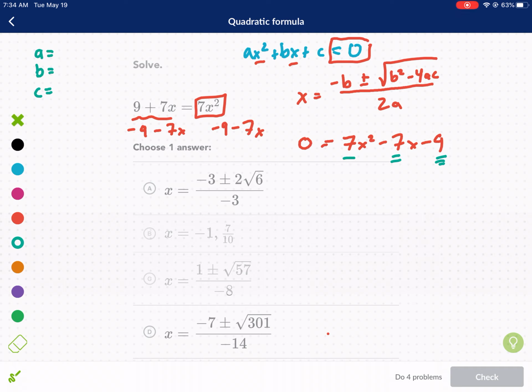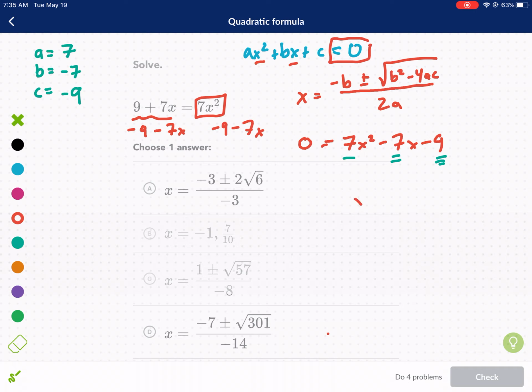So A is always the coefficient of the x squared term. In this case, A is 7. B is always the coefficient of the x term. In this case, it's negative 7, and then C is negative 9. It's the number by itself. Now it's just a matter of plugging in those values.